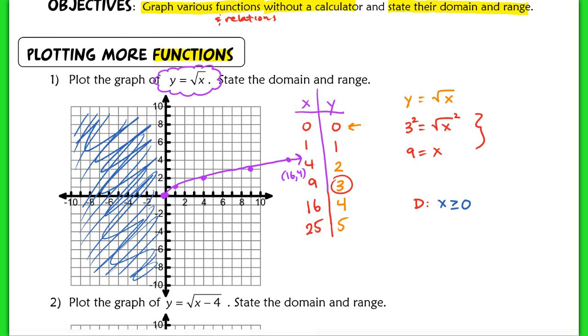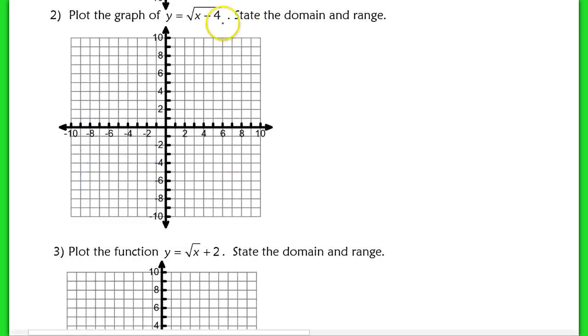And for the range, you can see we have a low point on this graph. The low point here is at y is equal to 0. So everything is greater than or equal to 0 because this continues to positive infinity. If I continue to increase the x values, these y values would also increase to positive infinity. So there's my domain and range, and there's my mother function. Okay, next up is example 2.